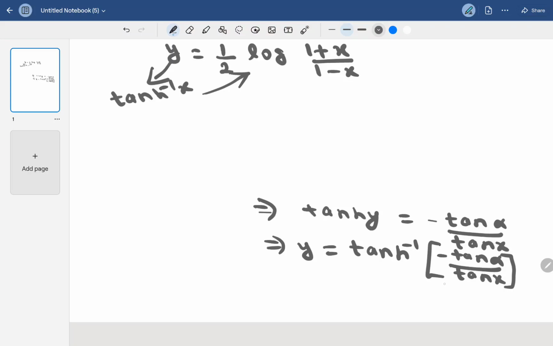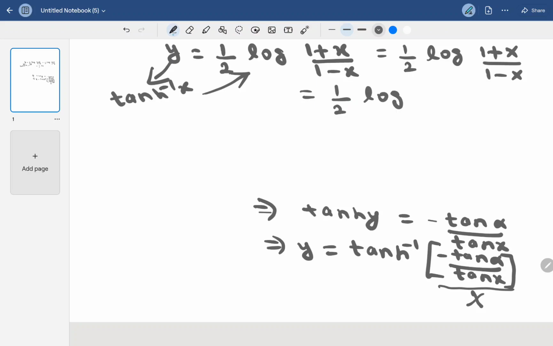Here, in place of x, we have minus tan alpha by tan x. This part can be written as capital X. Therefore, the formula becomes half log 1 plus X by 1 minus X. This is equivalent to half log. Here, the formula is plus X, but we are getting the answer in terms of minus. Therefore, it becomes 1 minus tan alpha by tan x divided by 1 plus tan alpha by tan x.